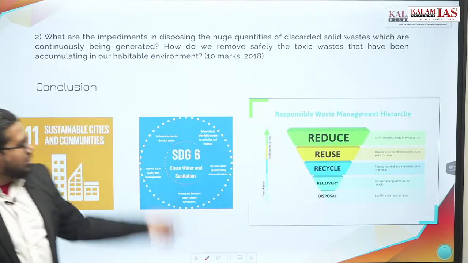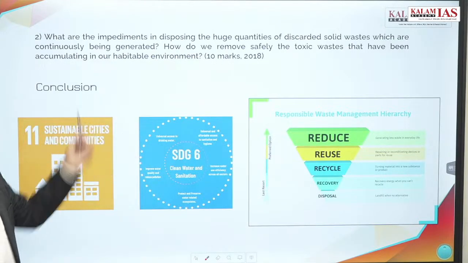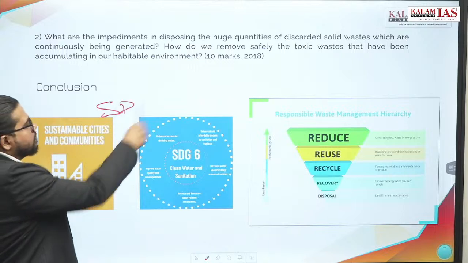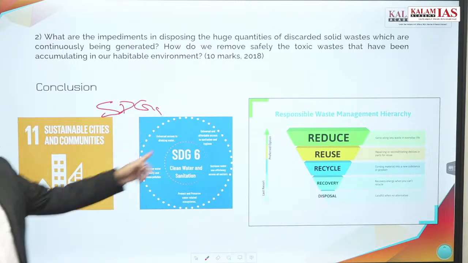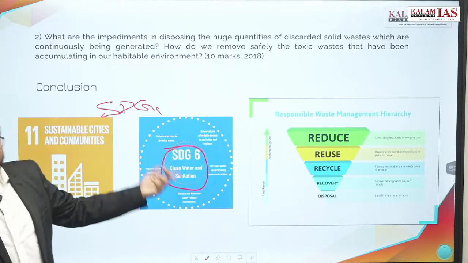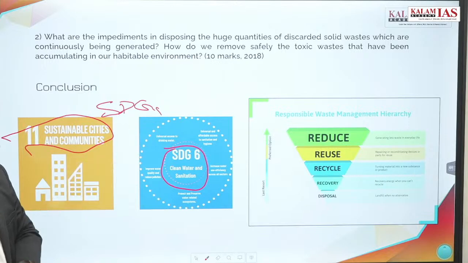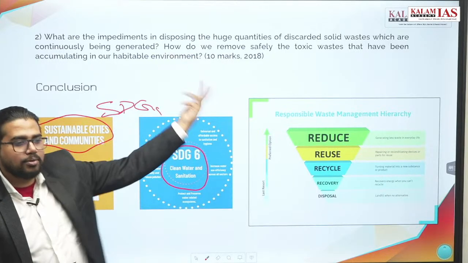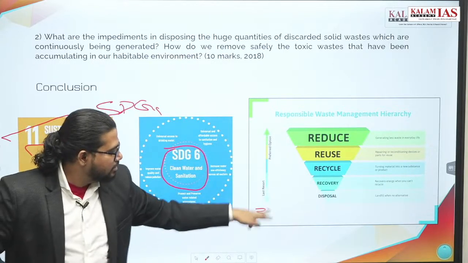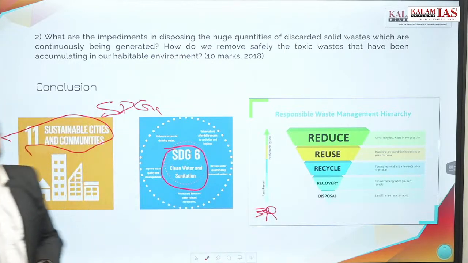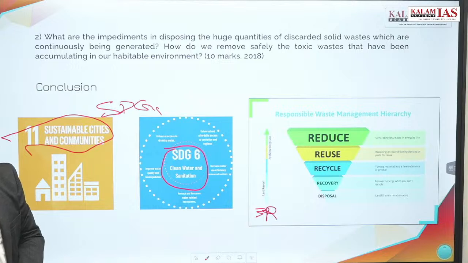Conclusion, mostly you will cite some SDGs. Which SDGs are related to this? Water and sanitation, it is SDG 6 or 11 also, sustainable cities. Either of one you can connect with and give a decent conclusion. Or if you haven't used this, then you can use 3R strategy, this also as a conclusion. Okay, move ahead.